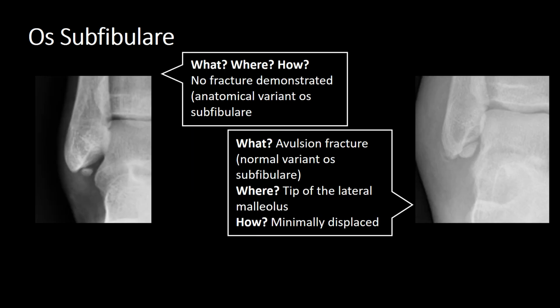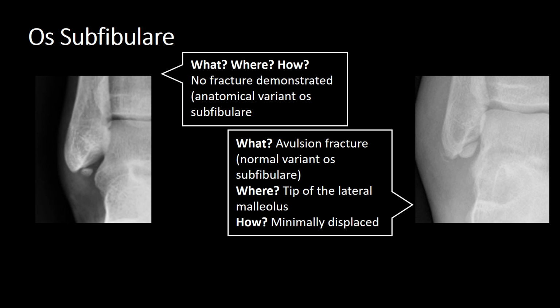On the left, we have os subfibulare. It's round, it's smooth, it's well corticated. There's an absence of soft tissue swelling. The host bone of the fibula is well corticated and no evidence of disruption to the cortex.